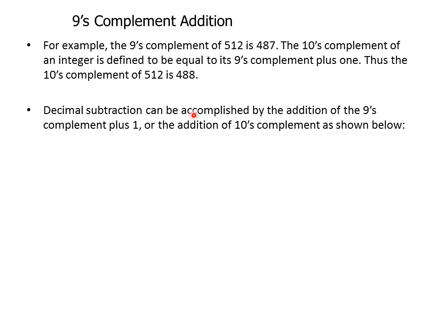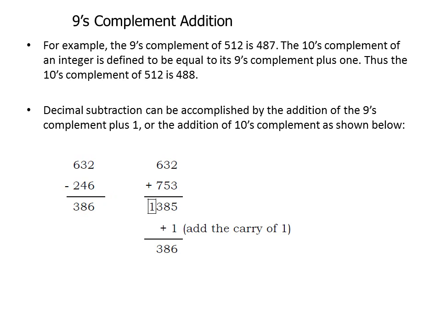Decimal subtractions can be accomplished by addition of the 9's complement plus 1, or addition of the 10's complement, as shown below. For example, 632 minus 246, that means 386. We use 9's complement addition here. 632 and subtract 246. That means you have to complement this.